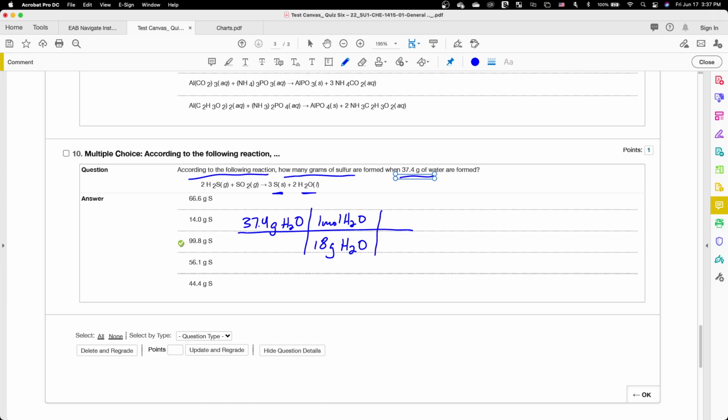Okay, and then we go back to our balanced chemical equation right here. It says for every 2 moles of water, I have 3 moles of sulfur. That's what it's looking for. Okay, and then I want to be able to convert the moles of sulfur into grams of sulfur. So for every 1 mole of sulfur, we put in the molecular weight of sulfur, which I can't remember, so we'll look it up on the chart.